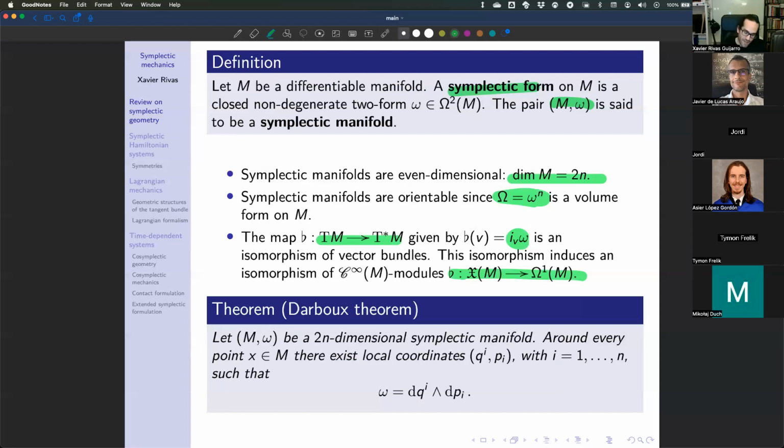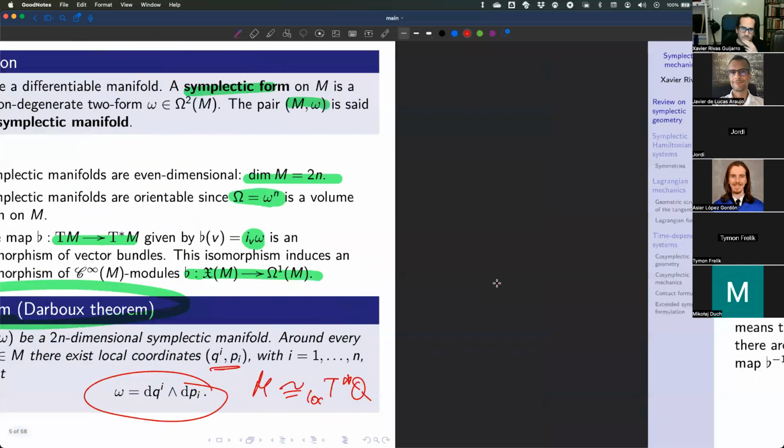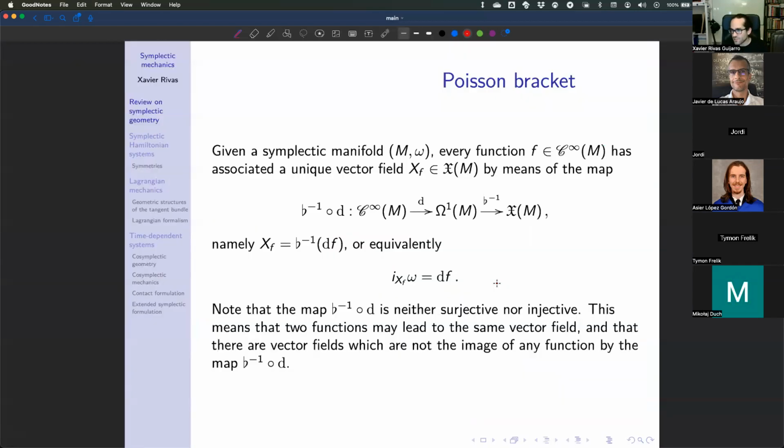Because, for instance, we have the Darboux theorem, which says that symplectic structures are quite rigid, so rigid that every symplectic manifold is locally diffeomorphic to a cotangent bundle. This is essentially what the Darboux theorem says: that we have these coordinates q and p so that the symplectic form locally looks like this. So symplectic manifolds are quite rigid. I mean, they are not as rich as Riemannian manifolds. We have additional structures, of course.